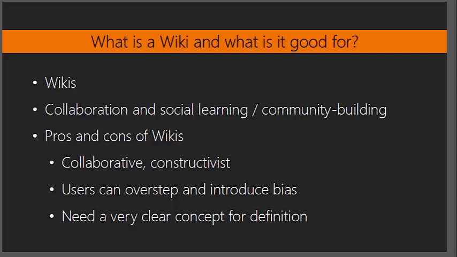So what is a wiki and what is it good for? It's good for collaboration and social learning, community building, and it's great for developing a definition that you all contribute to, kind of like in Wikipedia, right? And wiki is from Hawaiian for fast. Pros and cons of wikis. They are collaborative, constructivist, but users can overstep and introduce bias, and you need a very clear concept for a definition.